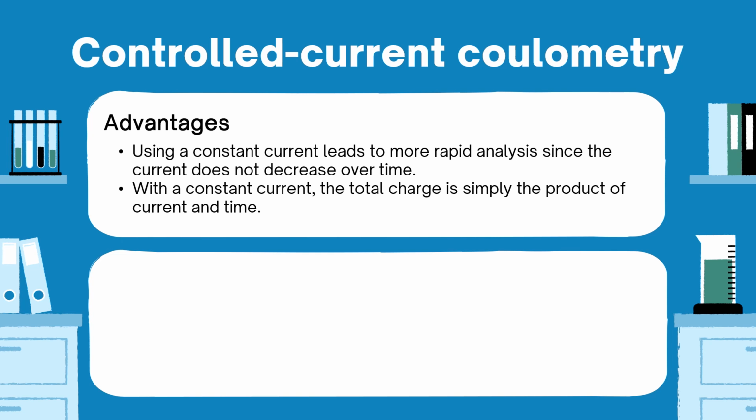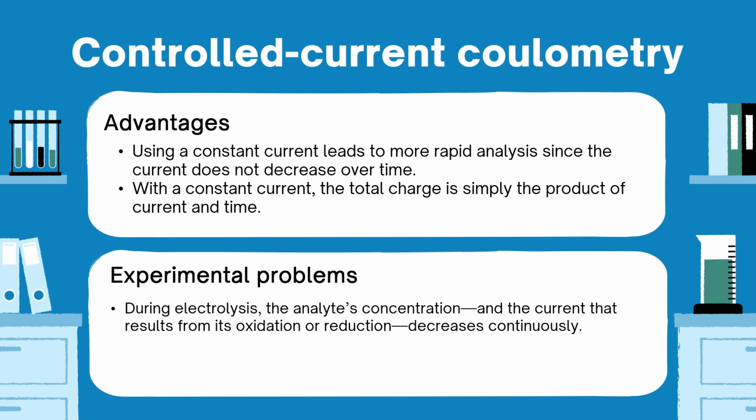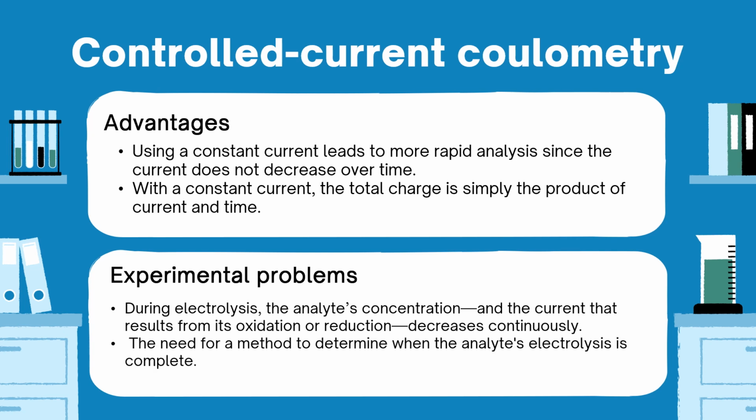However, using a constant current leaves us with two important experimental problems. First, during electrolysis, the analyte's concentration and the current that results from its oxidation or reduction decreases continuously. To maintain a constant current, we must allow the potential to change until another oxidation or reduction reaction occurs at the working electrode. Unless we design the system carefully, this secondary reaction results in a current efficiency that is less than 100%. The second problem is that we need a method to determine when the analyte's electrolysis is complete.